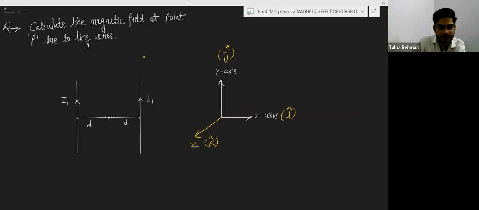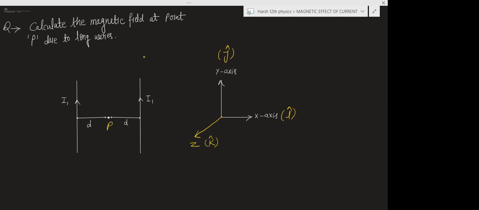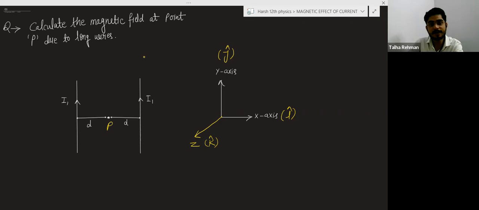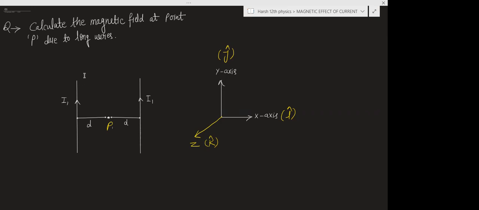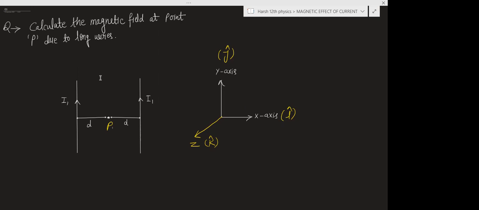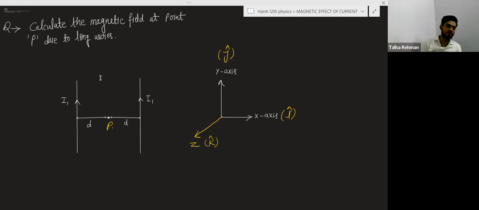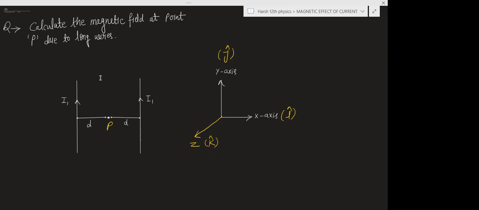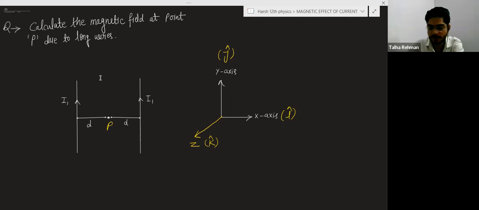This is the point P here. Calculate the magnetic field at point P due to these wires. Please remember that these are wires of infinite length, long wires, which means you will apply the formula B is equal to mu naught divided by 4 pi, 2I divided by a. Should I solve or are you solving it?